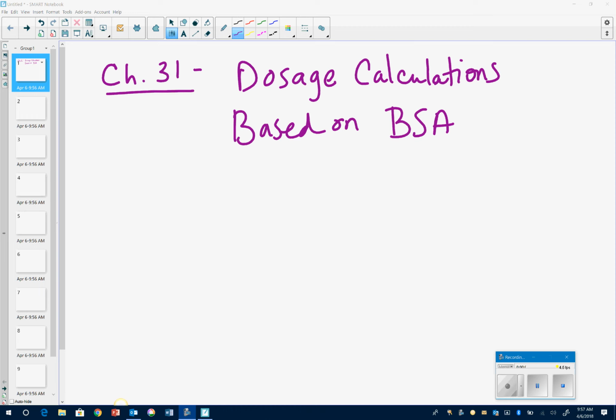Chapter 31, Dosage Calculations based on BSA, which is your body surface area. Learning objectives. After completing this chapter, the student will be able to identify which types of drugs are dosed according to body surface area, use a nomogram to calculate body surface area, and perform dosing calculations for drugs based on body surface area.